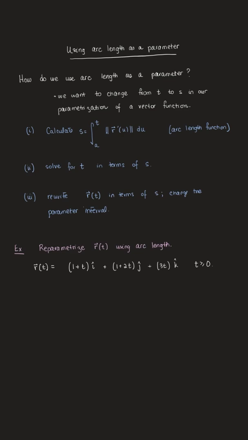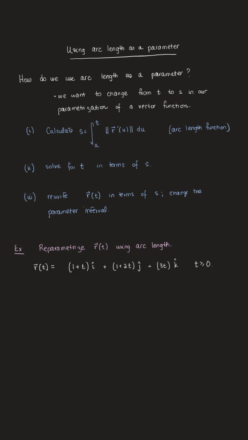Okay, so I'm going to do an example of how we might reparametrize a curve so that it's parametrized in terms of its arc length. So the main question here is, how do we use arc length as a parameter? The idea is we would want to change from t as our independent variable to s as our independent variable, where s represents arc length, in how we've parametrized our vector function.